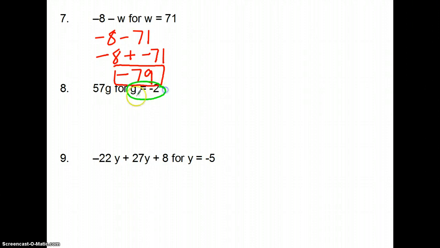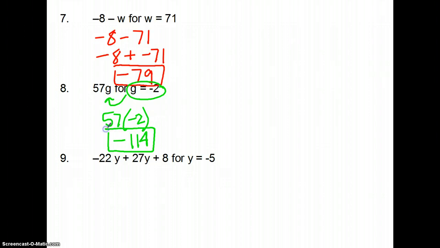Next one, g is equal to negative 2. So I plug it in for g. 57 times negative 2 is negative 114. Because a negative times a positive is a negative.